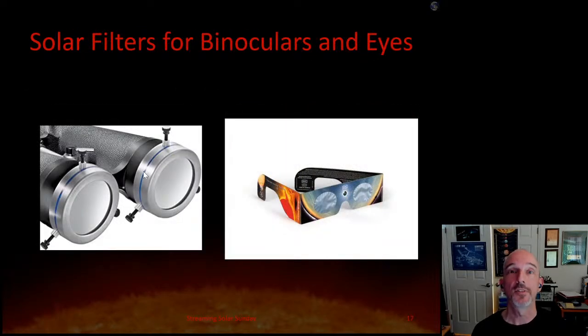All right, and yeah, these kinds of filters are available also for binoculars. So here you can see the same kind of thing bolted to binoculars. That can be kind of a cool way to look at the sun. And then, of course, you may have seen these kinds of solar glasses. These were all over the place during 2017 when the solar eclipse was happening, and we'll need them again in 2024 when there'll be another solar eclipse.